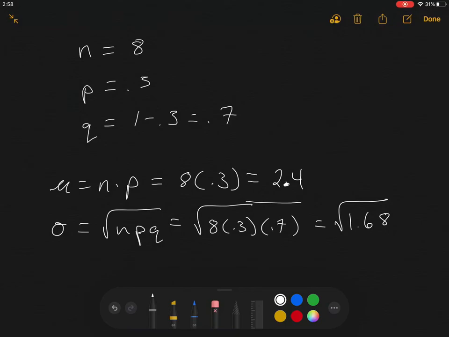Okay, and if you find the square root, you can use your calculator, and you get approximately 1.296. I should say approximately. Now it's your standard deviation. That's it. That's how you find your mean and standard deviation when you have a binomial case.